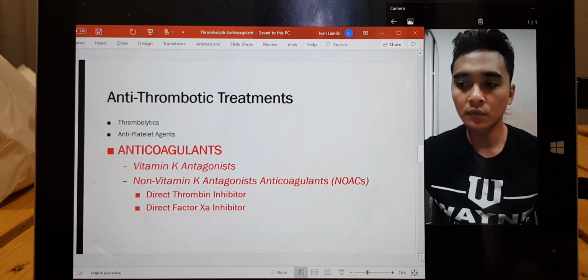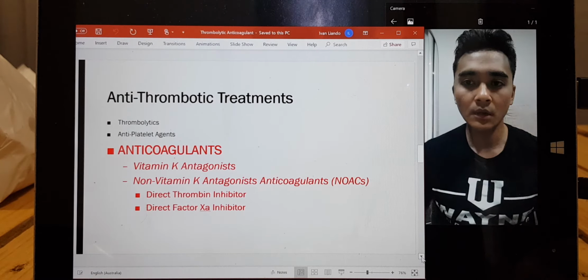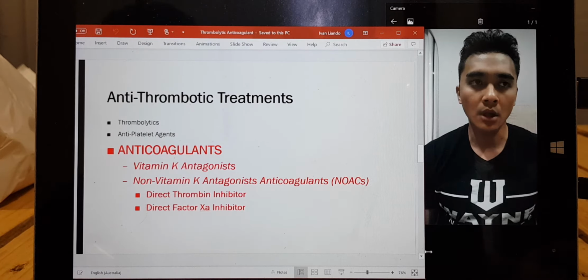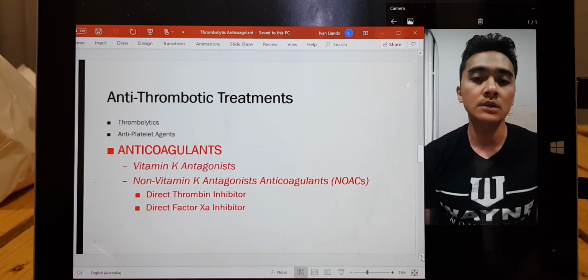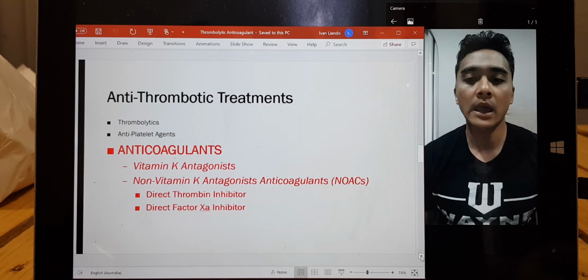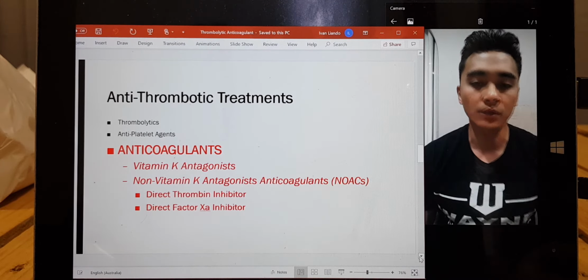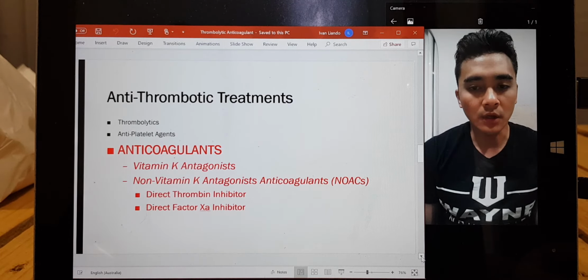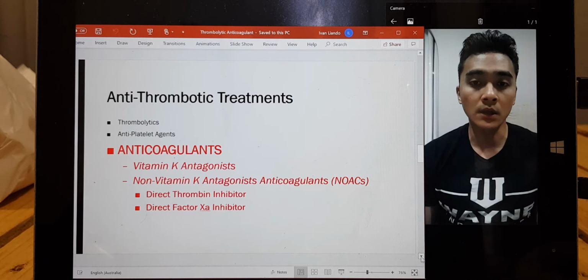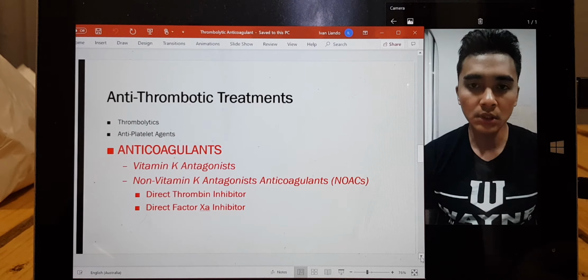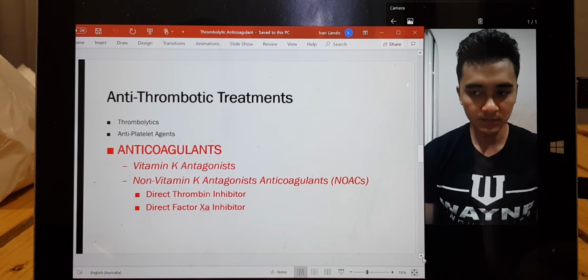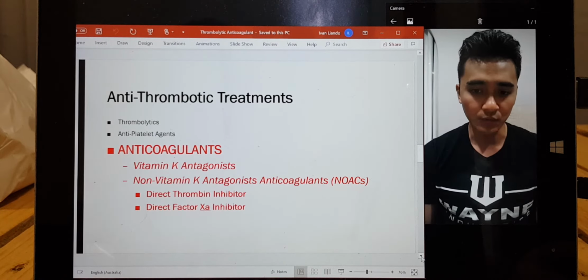So what can we do to treat thrombosis? There are multiple treatment options, each targeting different pathways, substrates and enzymes, but they all ultimately aim to ensure that a clot does not form. So we have the thrombolytics and the antiplatelet agents, but today we'll be focusing on anticoagulants. The two main categories that we will be discussing are vitamin K antagonists and non-vitamin K antagonist anticoagulants. We shortened that last one to NOACs.